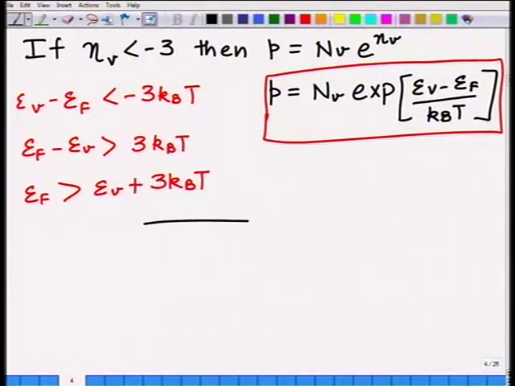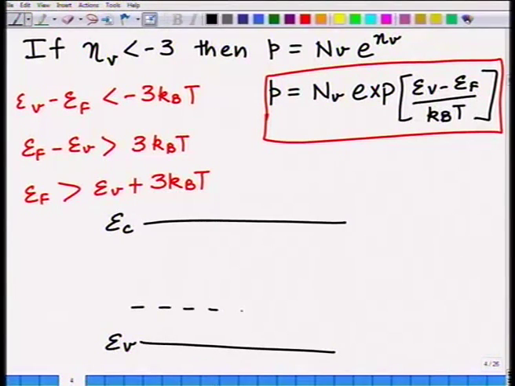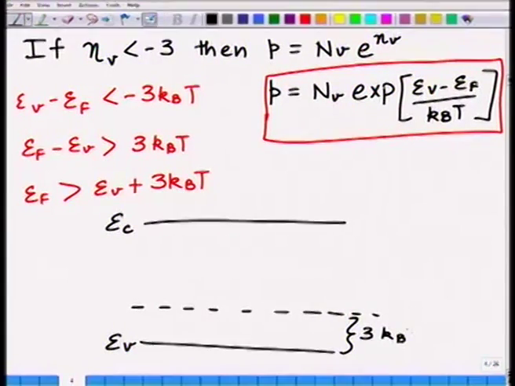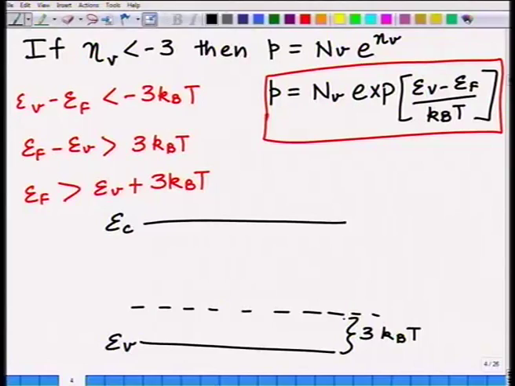What does that mean? That means, if this is EV and this is EC, then as long as your Fermi energy is more than 3 kBt, that means on this side the Fermi energy is higher than this dotted line I have shown you, in that case we are okay to use this formula. We are okay to use this formula in case Fermi energy is greater than 3 kBt from the valence band edge.